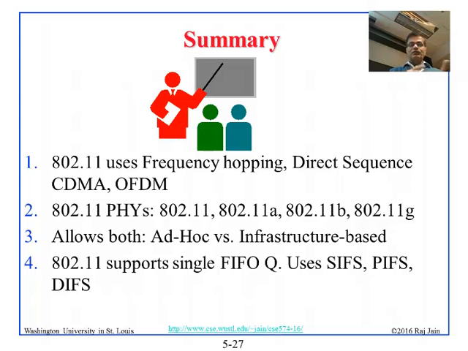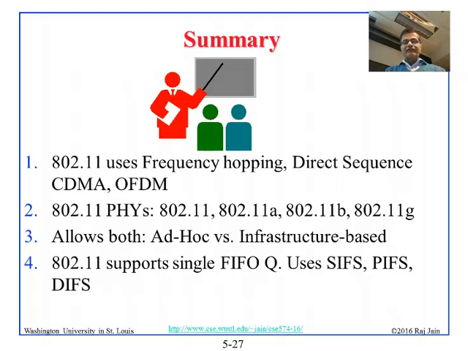And actually, there are only two: frequency hopping CDMA and direct sequence CDMA. Both of them are CDMA. So OFDM came later on. 802.11 has 11A, 11B, 11G so far, and in the next lecture, we have a bigger list. It allows both ad hoc and infrastructure mode.